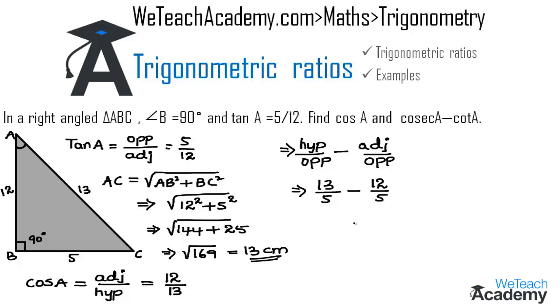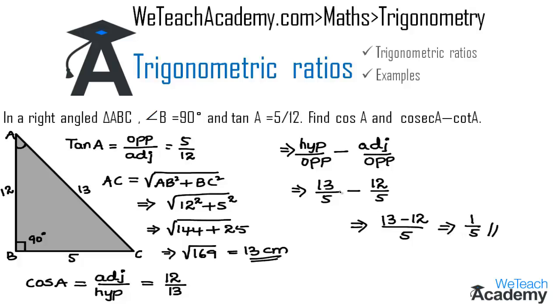Here we have a common denominator, so let us write the common denominator as 5 and the numerator as 13 minus 12. So we get the result as 1 by 5, which is the value of cosecant A minus cot A.